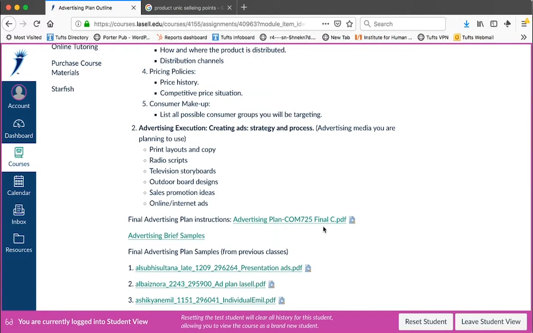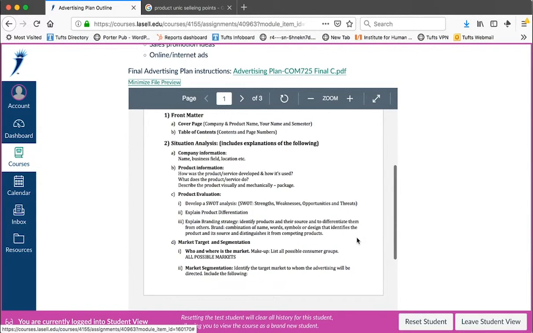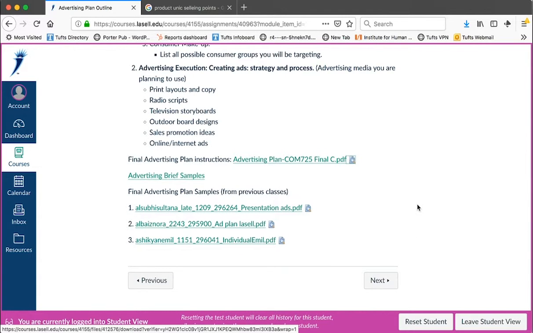I advise you to read this, your final advertising plan that's due on week 7. So I advise you to read all these because it gives you points that will help you develop your outline. So what I'm giving you here is some samples of the advertising brief that you can use. If you like any of those, you can use this for your final project, or you can search online and probably find another advertising brief for different products or services that you want to advertise.